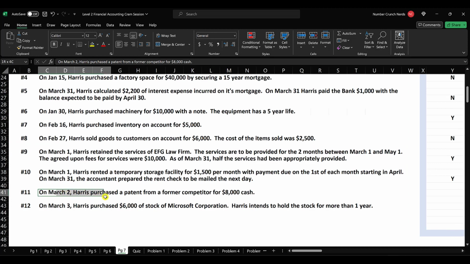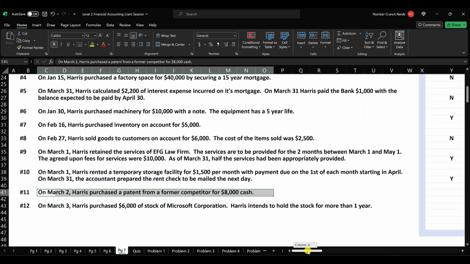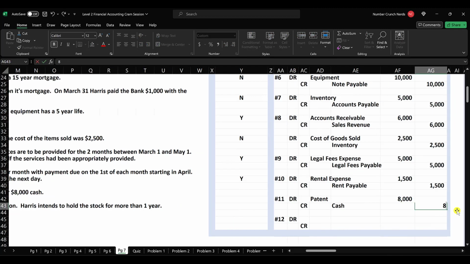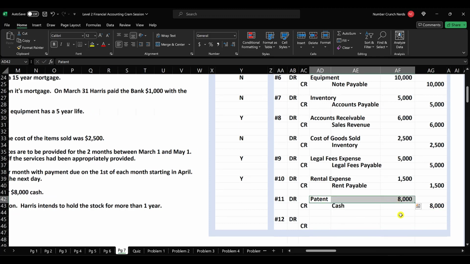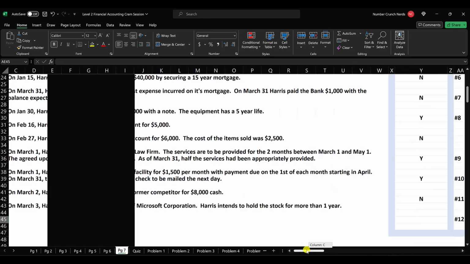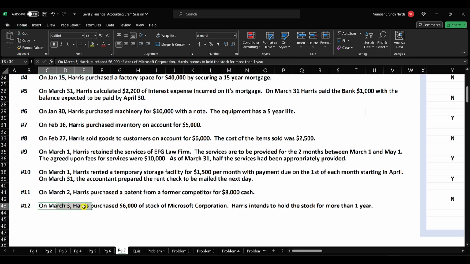On March the 2nd, Harris purchased a patent from a former competitor for $8,000 cash. So what did we get? We got an asset called patent for $8,000. And what did we give up? In this case, it says we gave up cash. So we're going to put $8,000 credit. Cash is an asset. Asset decreases with a credit. Patent is an asset. Asset increases with a debit. Is this an accrual? No. There's no income statement account here. That's not an accrual.